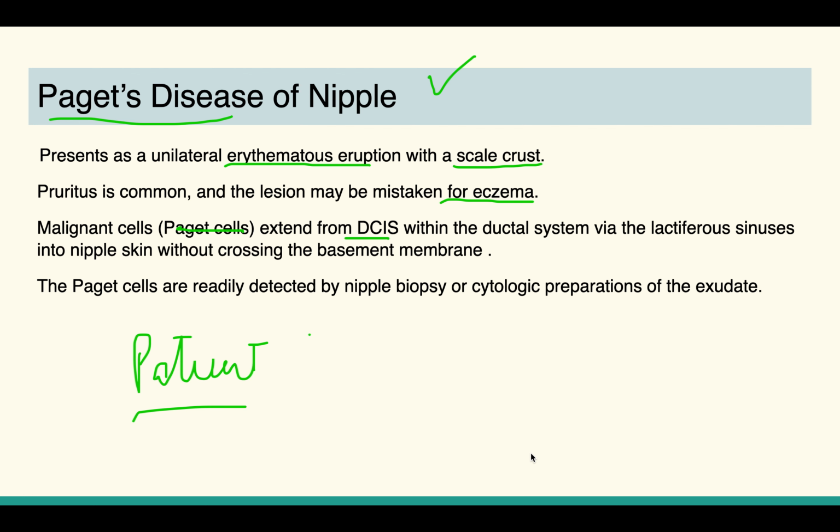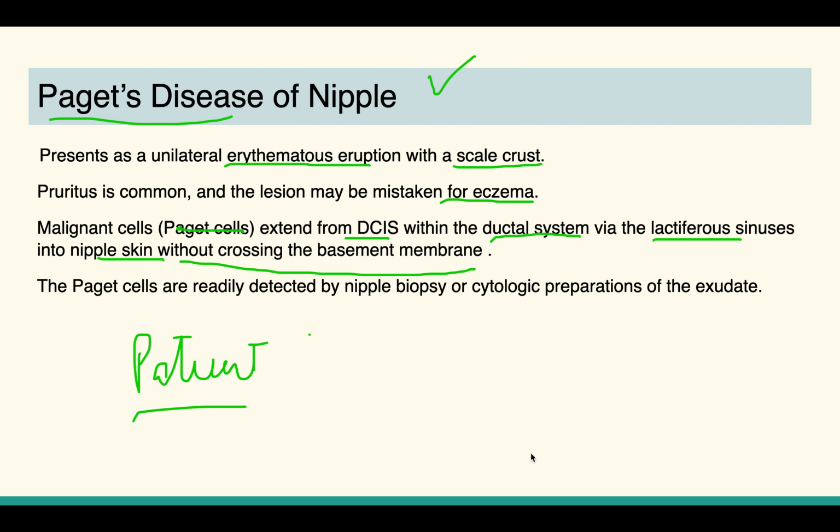Also, there can be invasive foci present in the breast carcinoma. It is not only DCIS. But these cells themselves do not cross the basement membrane. So they can extend from DCIS within the ductal system via the lactiferous sinuses and go to the nipple skin, but do not cross the basement membrane.